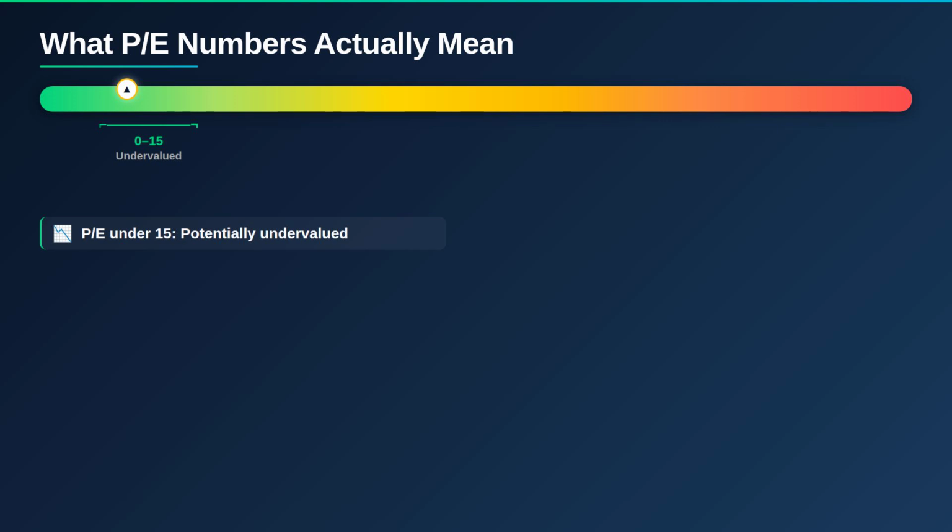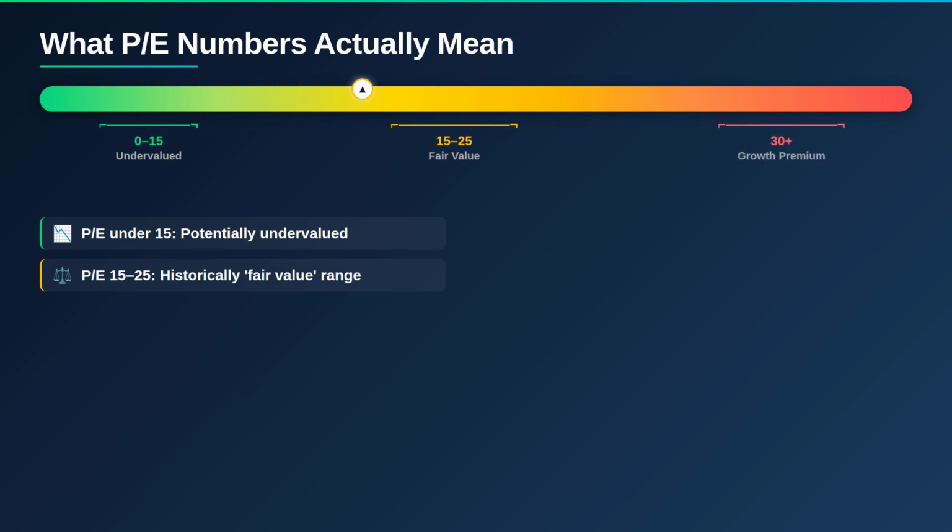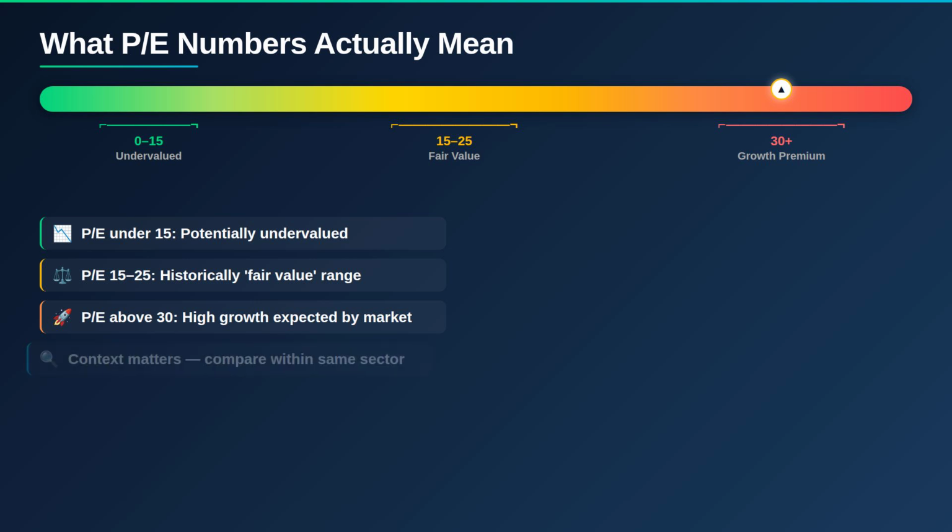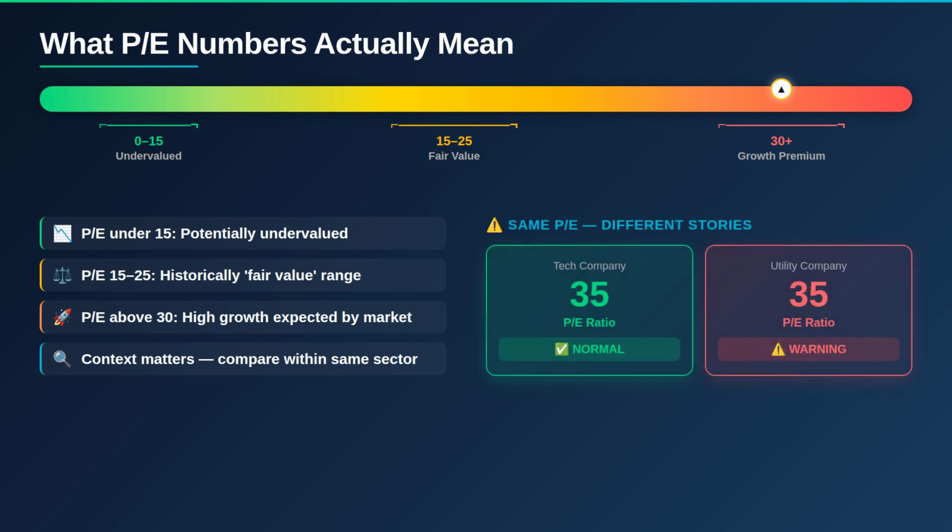So how do you interpret PE numbers in the real world? Think of it in 3 rough zones. A PE below 15 may signal the stock is undervalued, though there could be reasons the market is skeptical. A PE between 15 and 25 is historically considered fair value territory for the broad market. Above 30 means investors expect significant future growth. You're paying a premium for that potential.